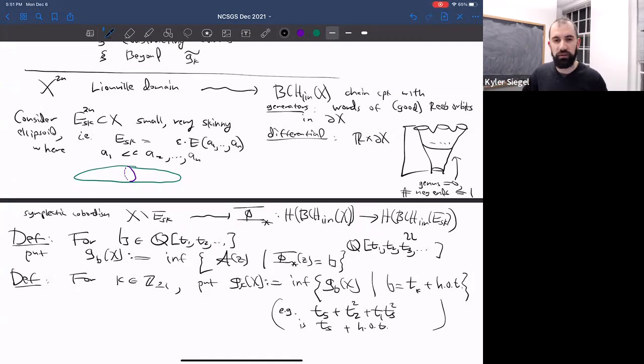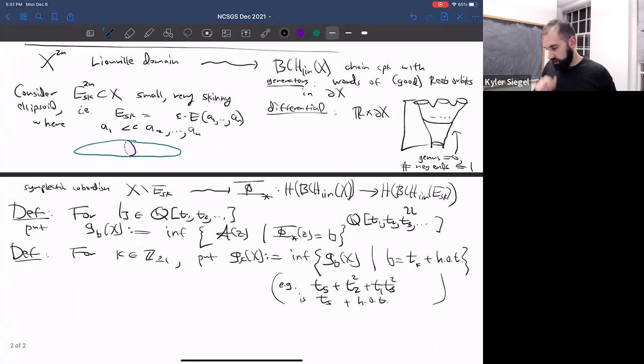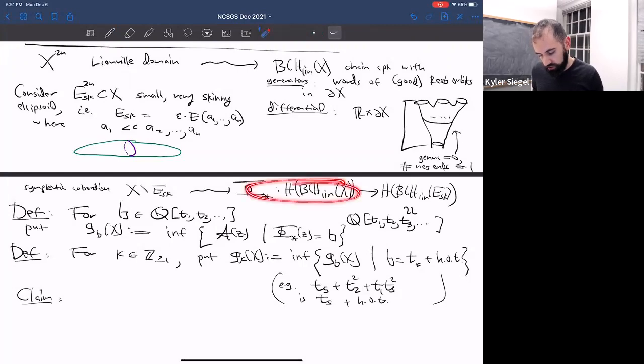There's probably a better way of saying that, but that's what I mean. And now, okay, so what does this GK mean? I mean, this GK is still, I would say, a little bit hard to parse. If you haven't seen this definition before, it's a little bit hard to parse what's going on. You have this big chain complex and this map to the skinny ellipsoid, and then we're taking some infimum.